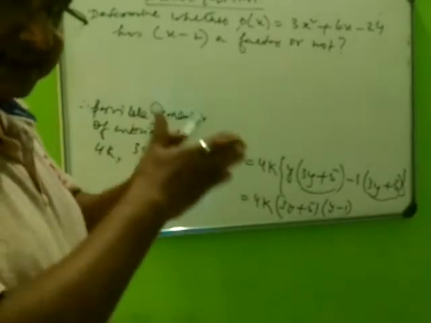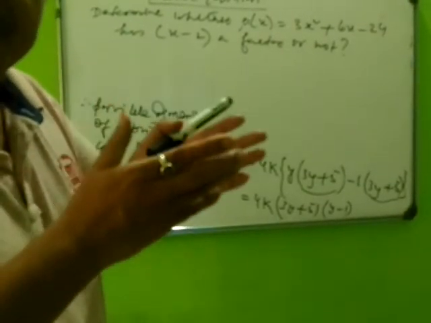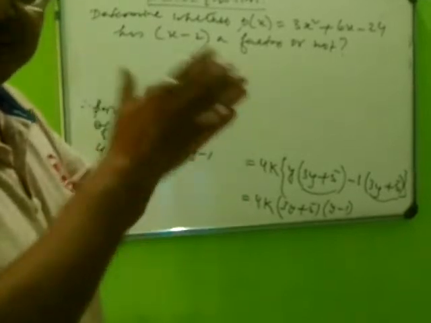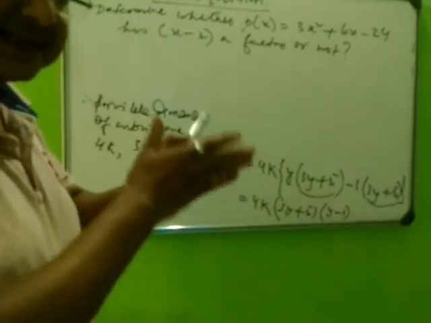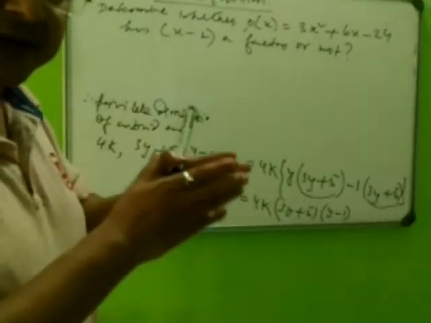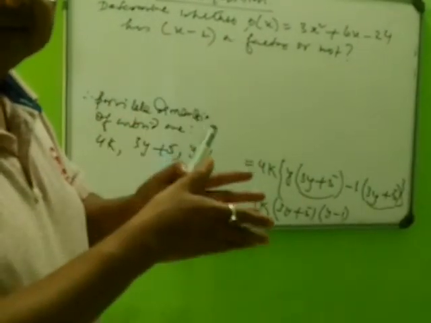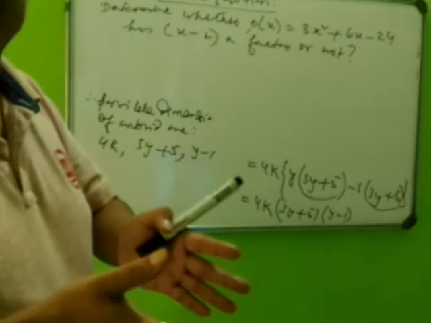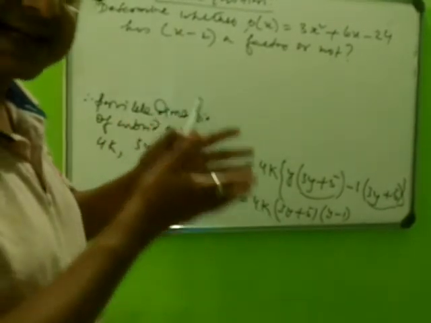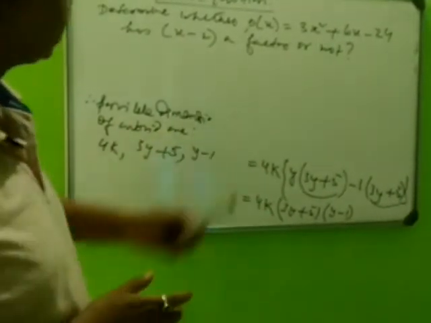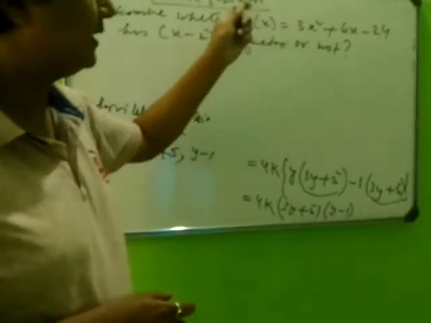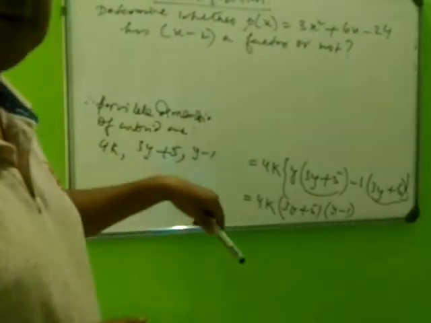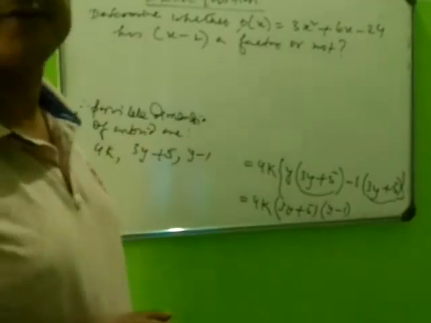Supposing 6 is a factor, you are dividing 24 by 6, so 6 4s are 24, so you got the remainder 0. In that case 6 is the factor of 24. But if you divide 24 by 5, then you will get remainder 4, which means 24 is not exactly divisible by 5. So the same case, if you get the result here 0, then this will be the factor. If you get the result other than 0, then this will not be the factor of p of x.